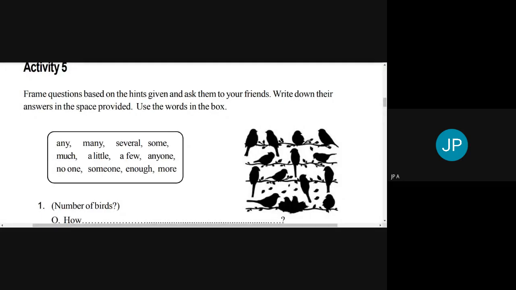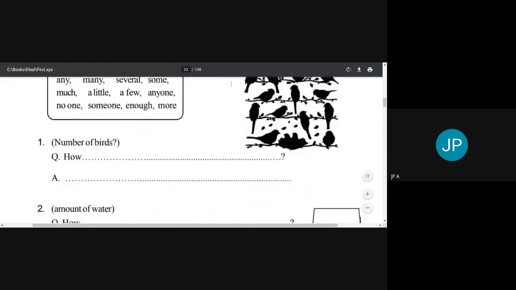So it is an activity. Let us do that activity. Frame questions based on the hints given and ask them to your friends. Write down their answers in the space provided. Use the words in the box. So we have to use the words which are given in the box. They are all determiners: any, many, several, same, much, a little, a few, etc. We have to use these determiners to frame questions as well as answers to these questions. So that is the exercise.